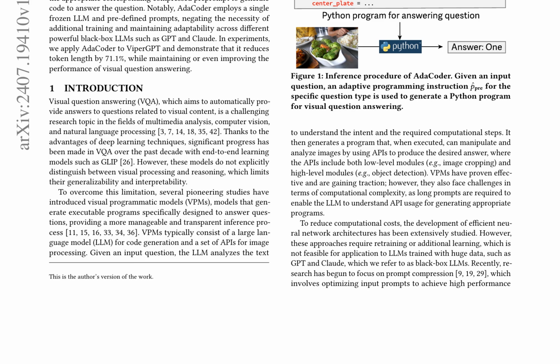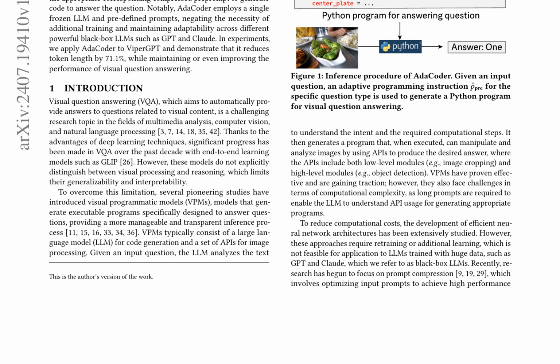In contrast to end-to-end learning models, such as GLIP, which do not explicitly distinguish between visual processing and reasoning, VPMs provide a more manageable and transparent inference process by generating executable programs specifically designed to answer questions. AdaCoder is proposed as a solution to reduce computational costs associated with long prompts in VPMs. By compressing input prompts, AdaCoder achieves high performance without requiring retraining or additional learning.